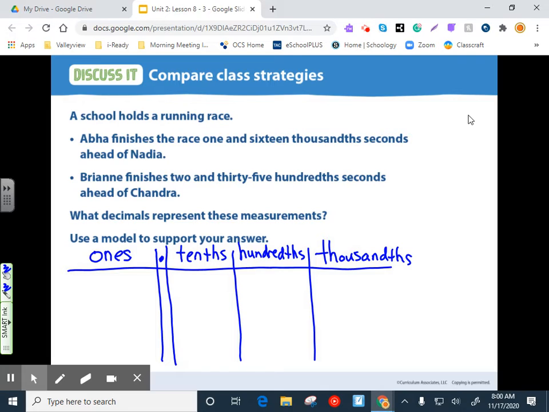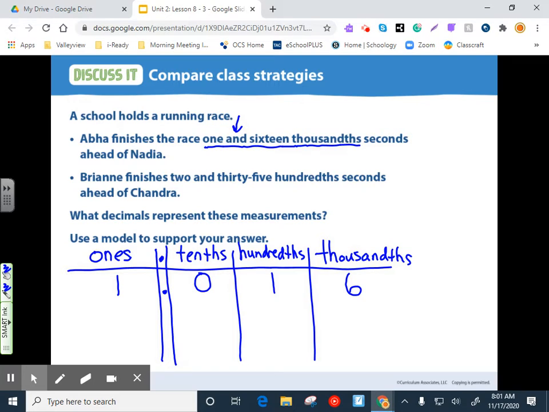Okay, so let's look at Abba. She finished in 1 and 16 thousandths. So right away I see the "and," so I know that's a decimal point, and 1 just means that's a 1 in the ones place. And we have 16 thousandths. That means the 6 and the 16 will be in that place. So that, and don't forget your decimal point. So that'll be that one.